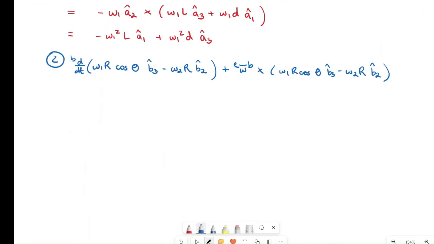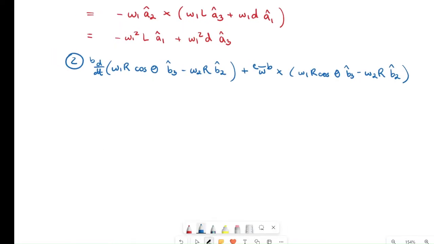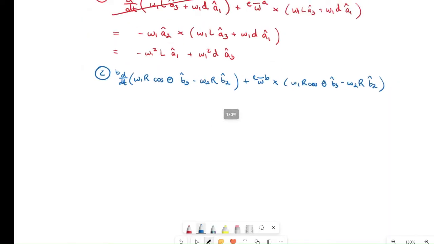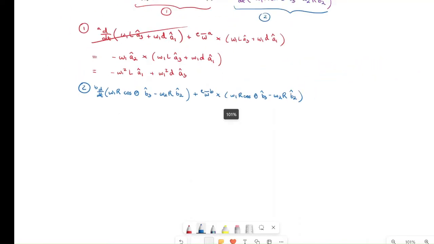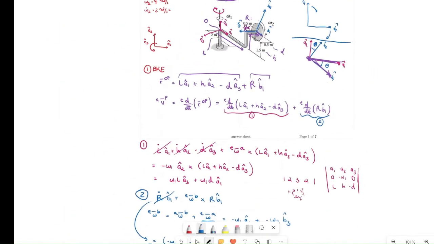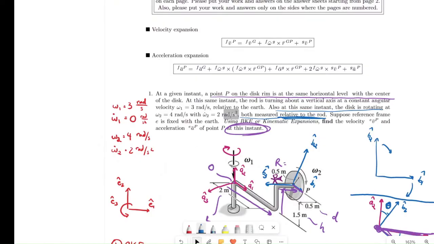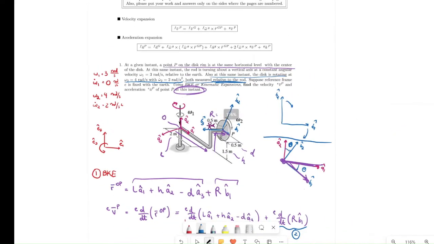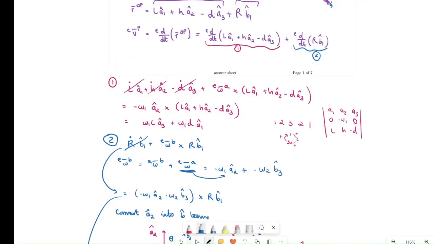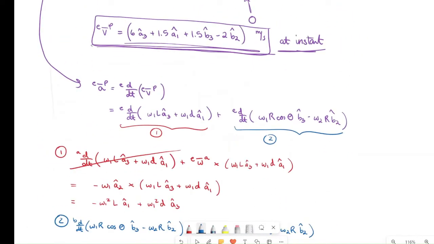Okay, so omega 1 is constant, r is going to be constant, but omega 2 and theta are not constant. Theta is the angle that the B frame rotates through, and it rotates with some non-constant angular velocity omega 2, because that's what the problem statement says: the disk is rotating with omega 2 equals 4, omega dot 2 equals 2. So the time derivative of theta is just going to be the angular velocity.